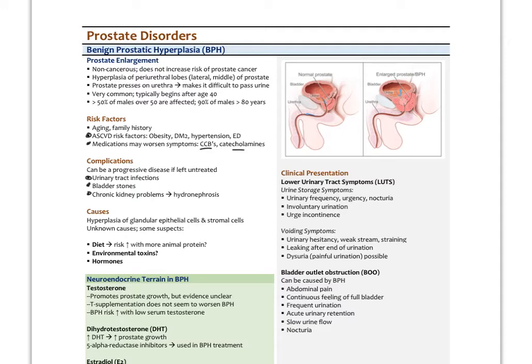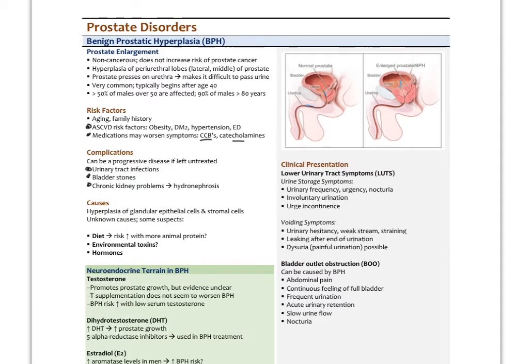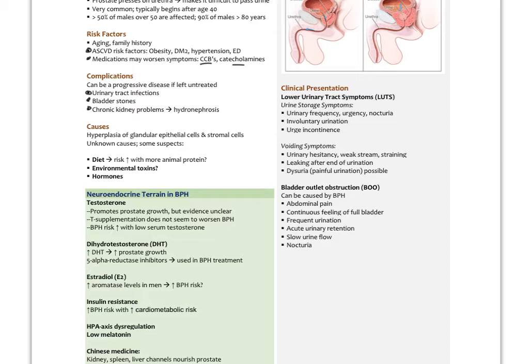The causes are unknown. There's a lot of suspects I just mentioned. One of them is diet. We see that with increased animal proteins, saturated fat, and decreased vegetables and anti-inflammatory foods, there tends to be increased risk of BPH. Environmental toxins, as I mentioned in a previous video, are a possibility there too. And then hormones, and again, some of the environmental toxins act as xenoestrogens, so they have estrogen-like effects.